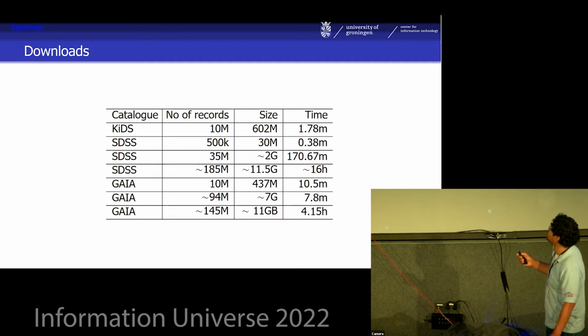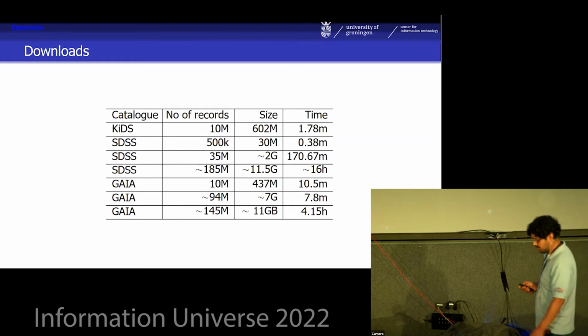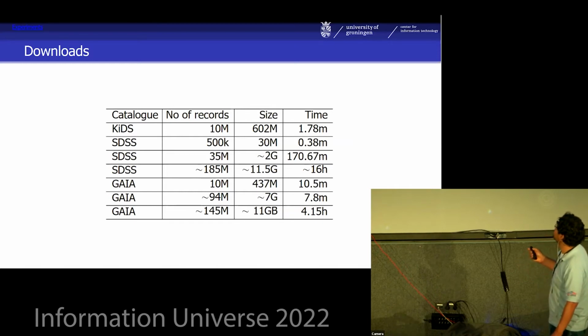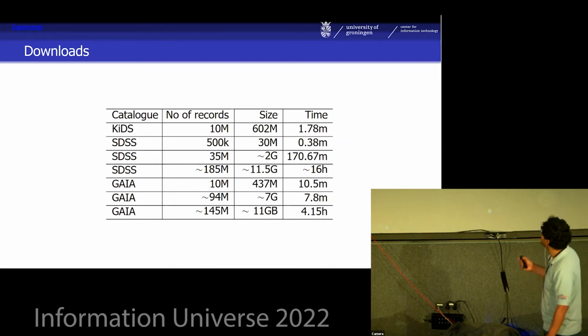So for example, from the KiDS catalog, this data set was downloaded from ESO, and we downloaded 10 million records, and the time was 1.78 minutes approximately. Then we have downloaded some other data sets, like from the SDSS. The biggest one was approximately 185 million rows, which is in size about 11.5 gigabytes. Maybe fortunately, we succeeded downloading this data set, and it took about 16 hours.